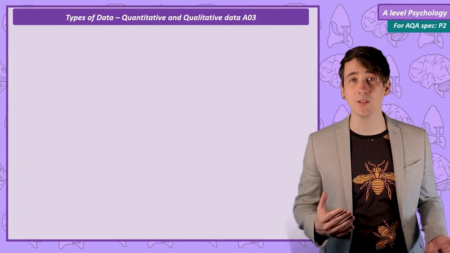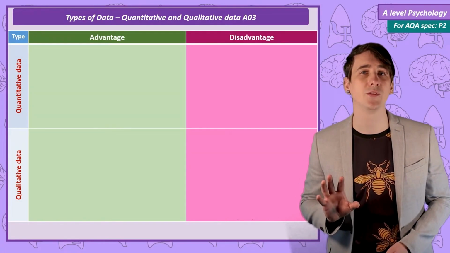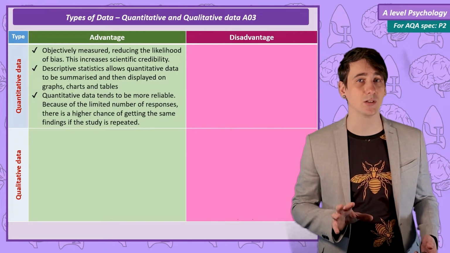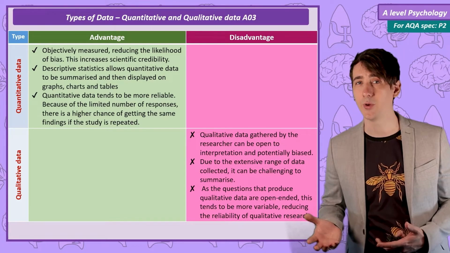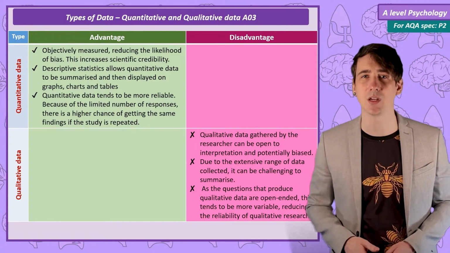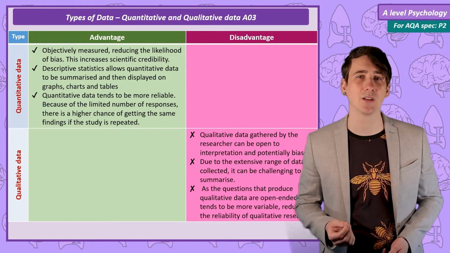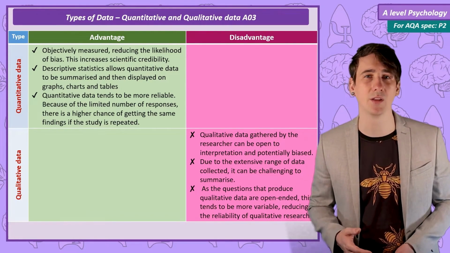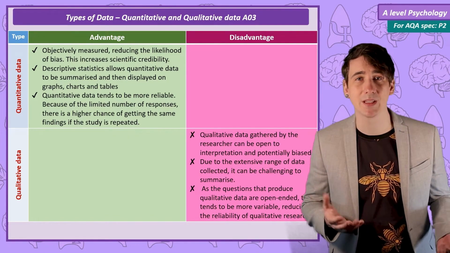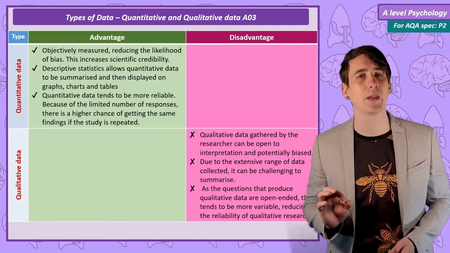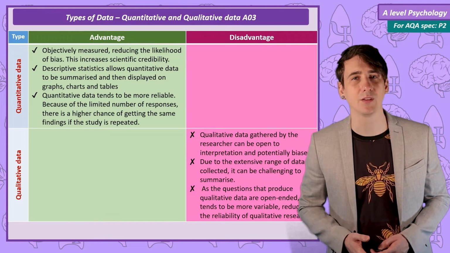The strengths and weaknesses of using quantitative or qualitative data tend to be opposites of each other. So while one of quantitative data's advantages is it's seen as objectively measured and with less chance of bias, so more scientific, qualitative data is more subjective, open to interpretation by the researcher, and potentially biased. Quantitative data is easy to summarize using graphs and tables to show patterns in data, while qualitative data is more difficult to summarize. Quantitative data techniques tend to be more reliable. If the study is replicated, we tend to get similar or consistent results. This is compared to replicating qualitative studies, where the data tends to be more variable, meaning less reliable findings.